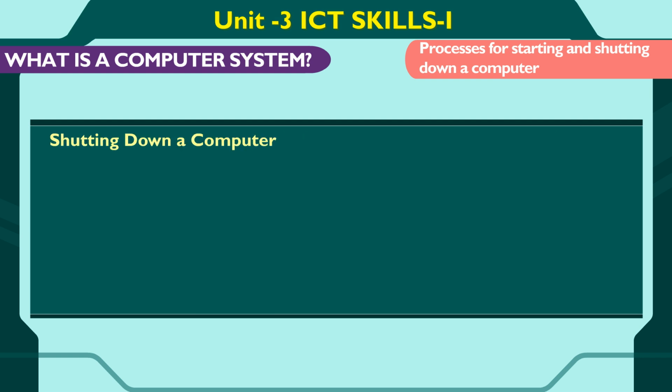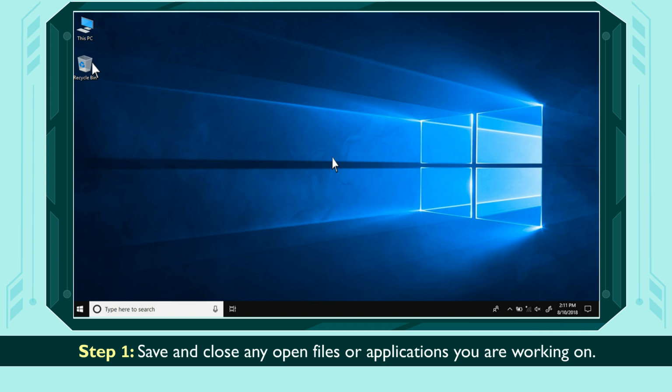Shutting down a computer. To properly shut down a computer, follow these steps. Step 1. Save and close any open files or applications you are working on. It's important to save your work to avoid losing any unsaved changes.